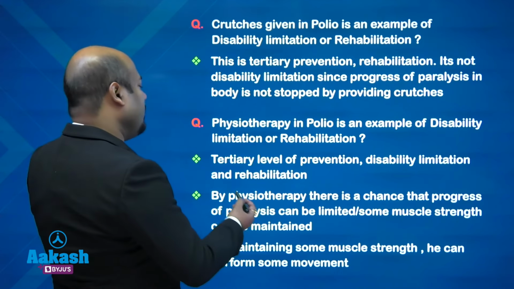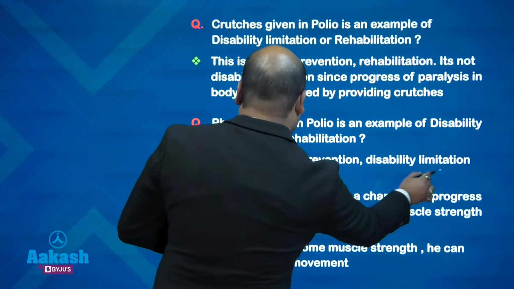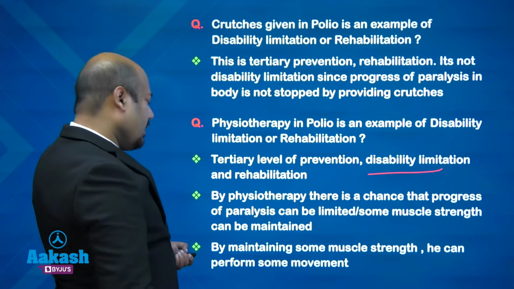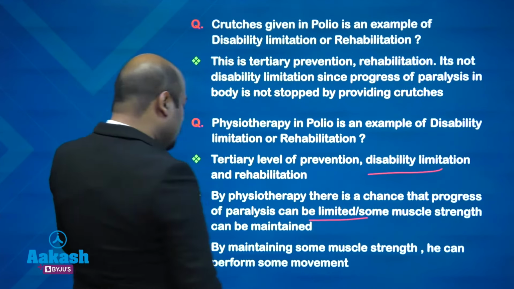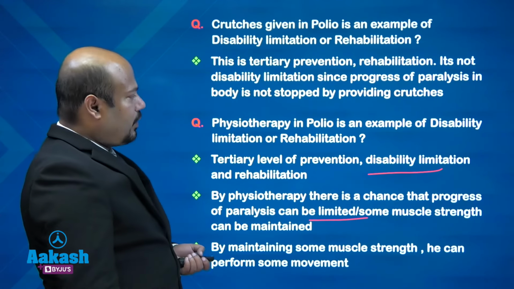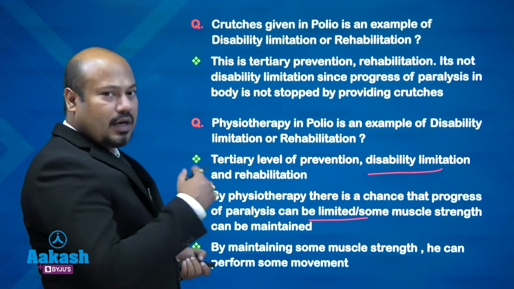Physiotherapy in polio is an example of disability limitation or rehabilitation. This is what? Disability limitation, okay? By physiotherapy, there is a chance that progress of paralysis can be limited. And also, by maintaining some muscle strength, he can perform some movement, okay? So you can also call it both disability limitation and rehabilitation.